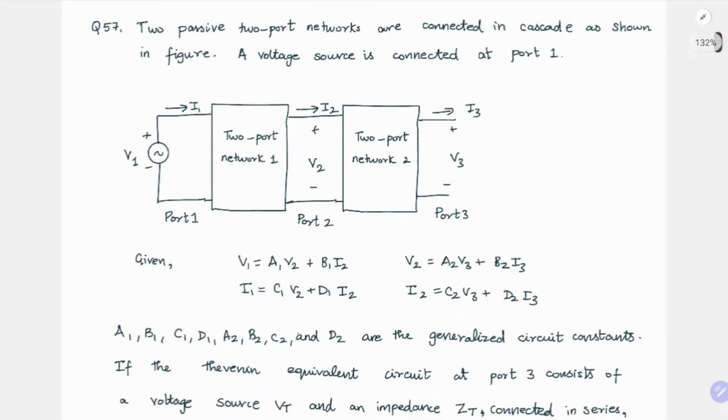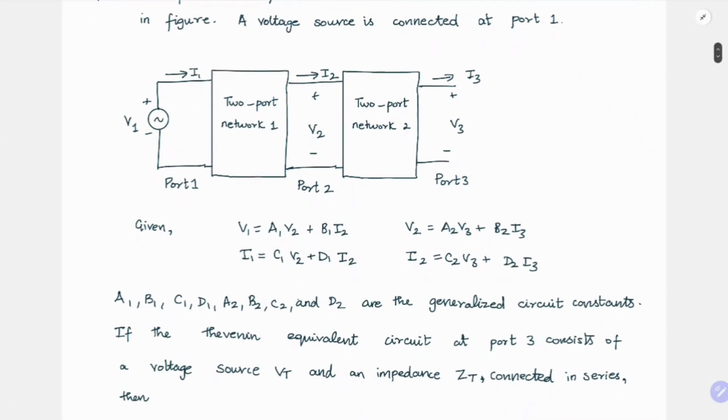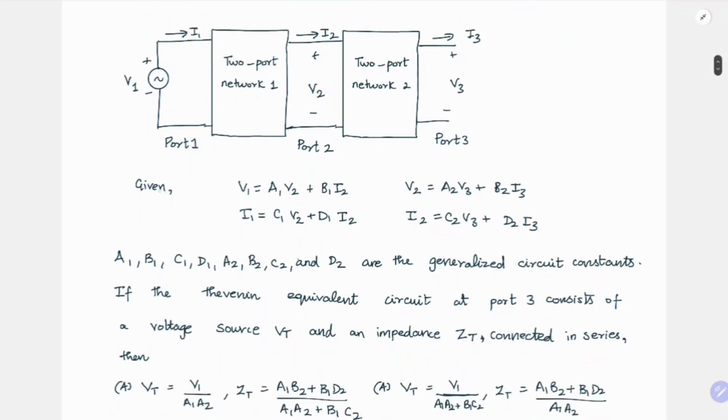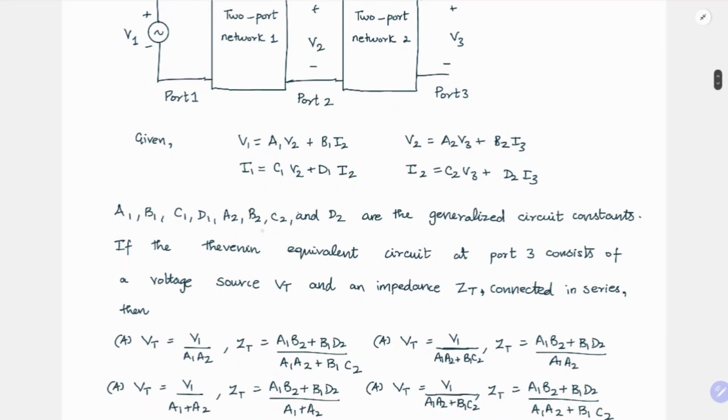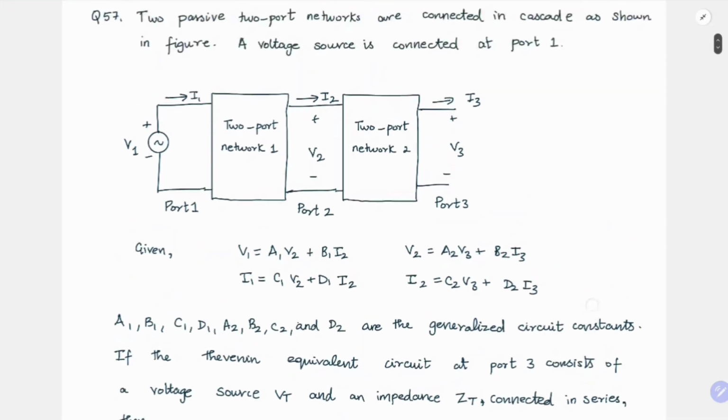So two passive two-port networks are connected in cascade as shown in figure. A voltage source is connected at port 1. So this is the figure. There are two ports and one voltage source is connected in the input of port 1. And they are given a few details about the two-port parameters of each network. A1 to D2 are the generalized circuit constants. And if the Thevenin equivalent circuit at port 3 consists of a voltage source Vt and an impedance Zt connected in series, then they are asking what is Vt and Zt.